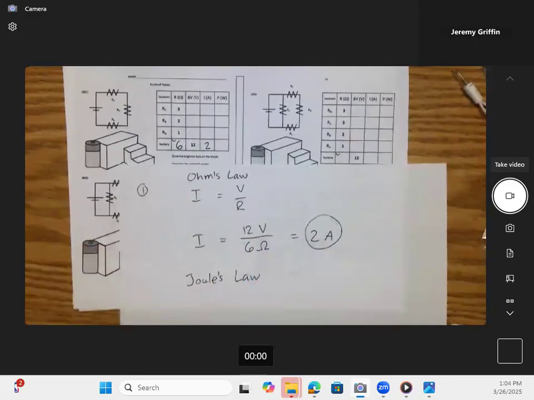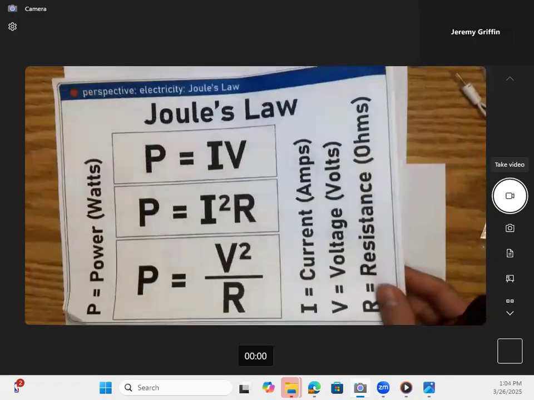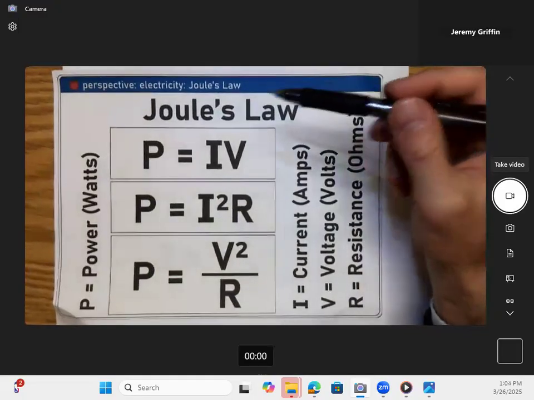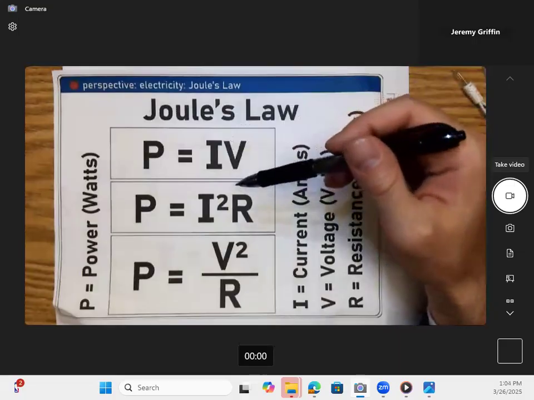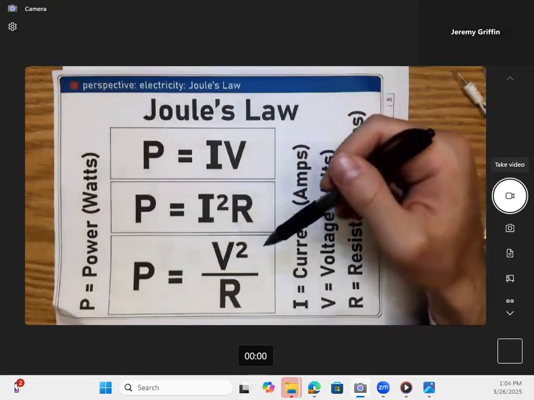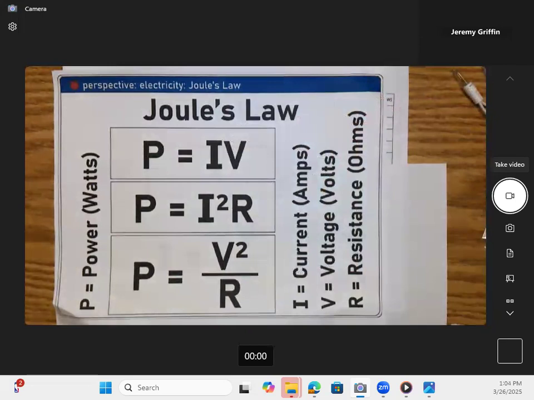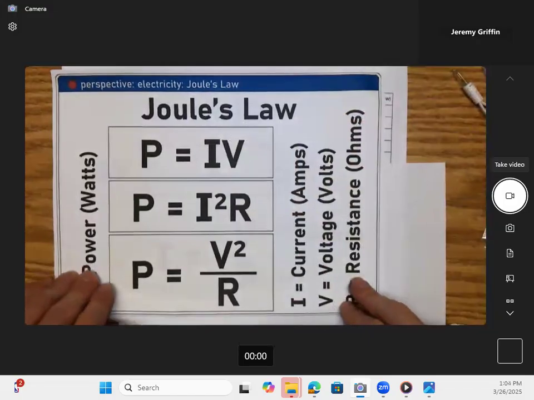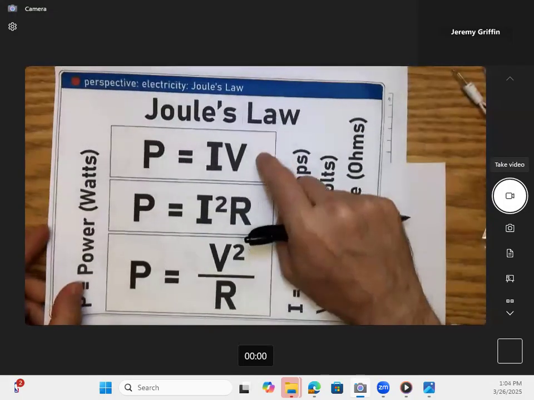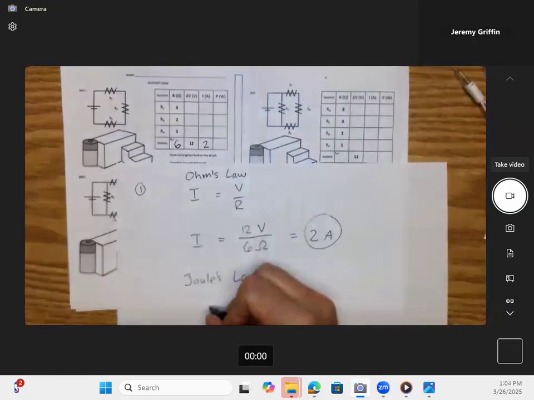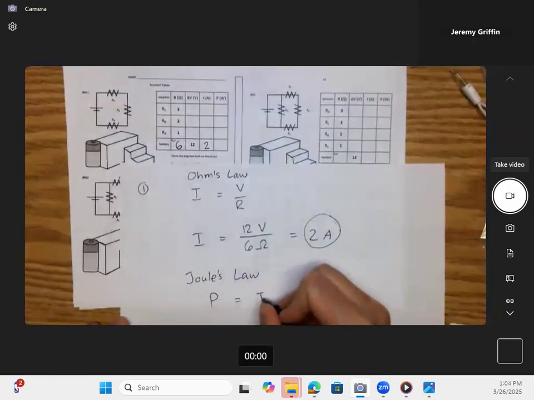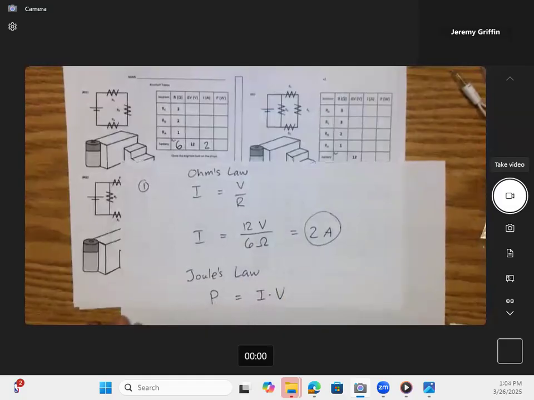And I gave you guys some variations on this one. You could go current times voltage, or if you substitute in Ohm's law, you could get current squared times resistance or voltage squared divided by resistance. They'll all tell you the same thing. I think yesterday we did all 3, and it's showing the same power in watts, no matter how you do it. So I'll pick this top one, pretty straightforward, current times voltage. Let's do power is current times voltage.